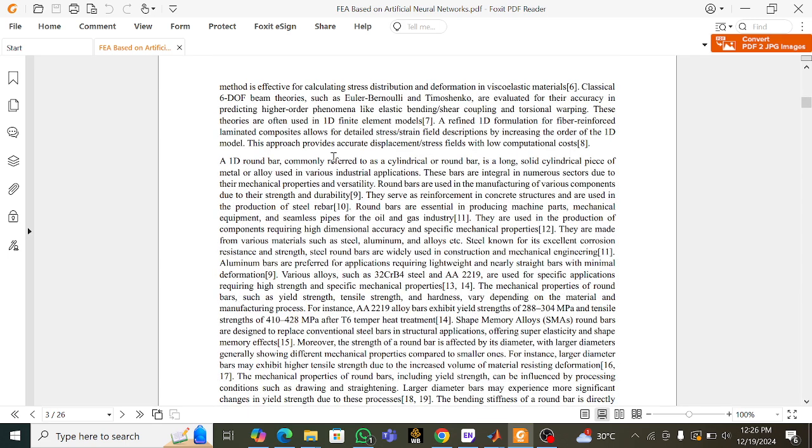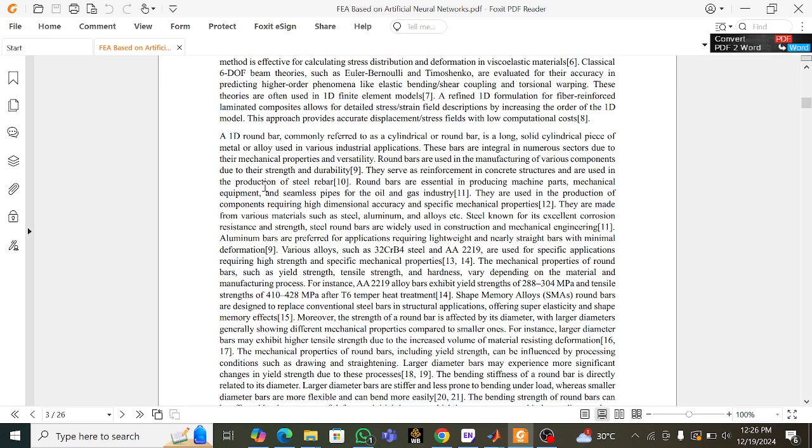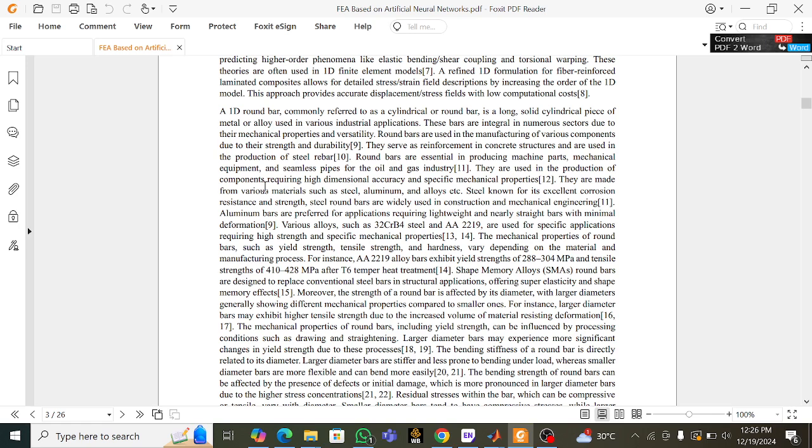The second component is the bar. I chose the bar in my study, so this paragraph explains each and everything about the bar. A bar, commonly referred to as a cylindrical or round bar, is a long solid cylindrical piece of metal or alloy used in various industrial applications.